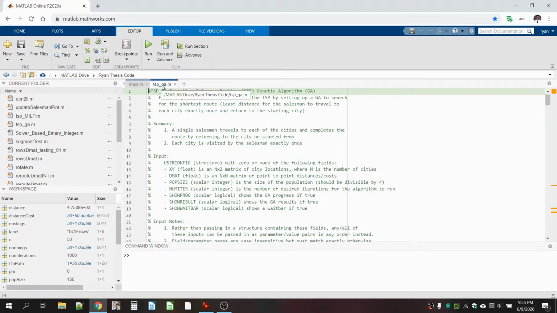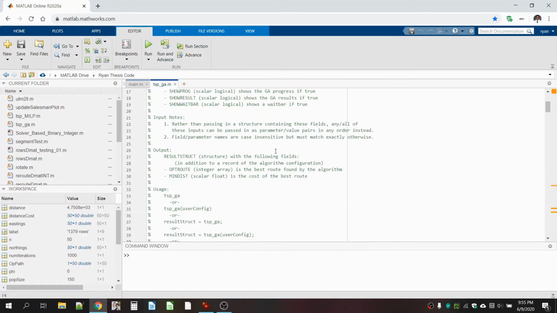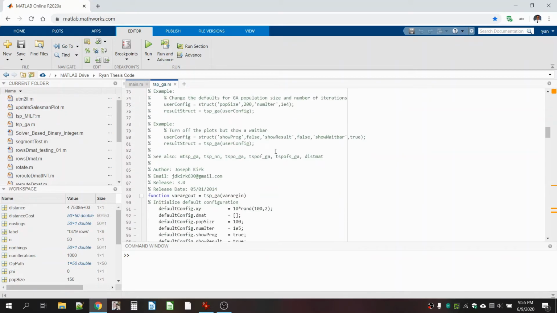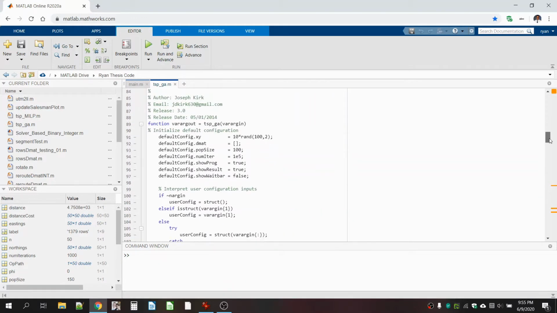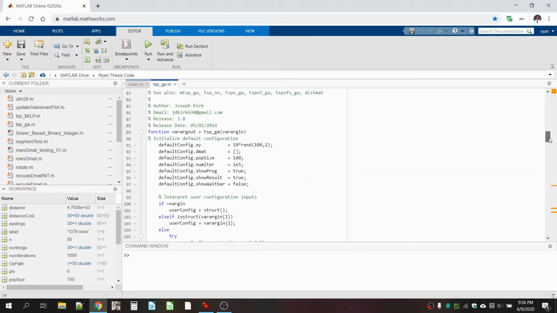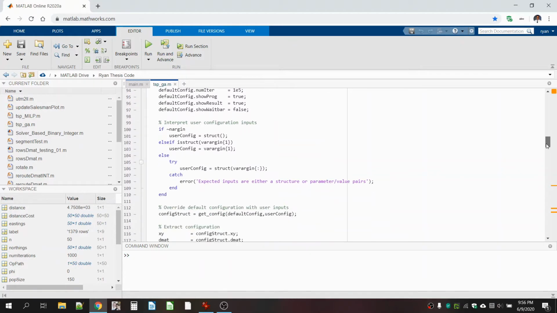This TSP_GA function is not mine. It's a traveling salesman problem created by someone online, Joseph Kirk to be exact. You can find this online. You should look through it and understand it. I'm not going to explain every line, but there's one thing that you do need to know.